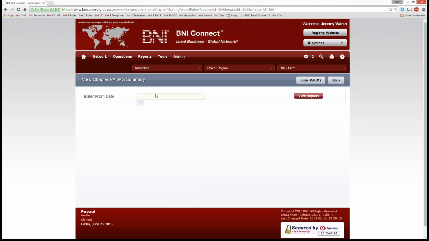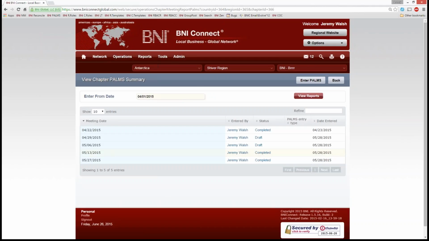If I go to view the POMS, I can go back as far back in time as I want. And we can see here all the POMS that have been entered since the 1st of April. And it looks like I do have a bit of a slacker of a data entry person in Antarctica. They haven't been putting in all of the POMS reports.